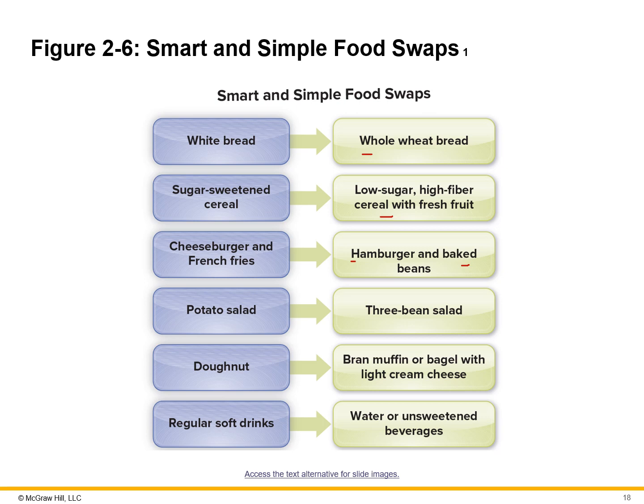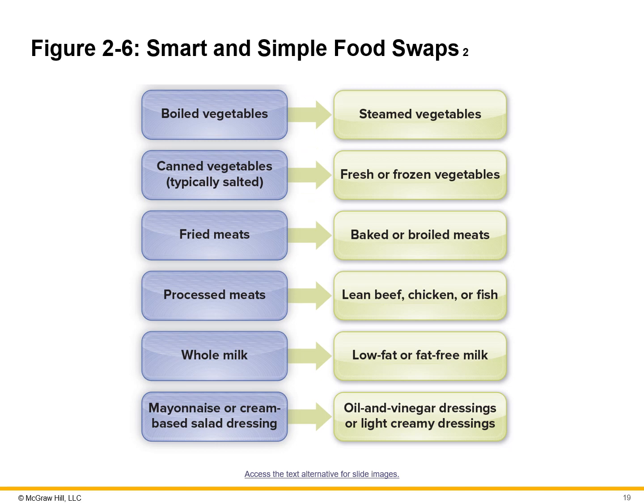Instead of potato salad, again, switching those potatoes out for beans. Instead of donuts, switching to a bran muffin or a bagel. And instead of soft drinks, switching to water or unsweetened beverages. A few other nice swaps. So instead of boiling the vegetables, steaming them, that helps maintain the vitamins. Instead of canned, which has the added salt, use fresh or frozen vegetables. Instead of frying the meats, baking or broiling.